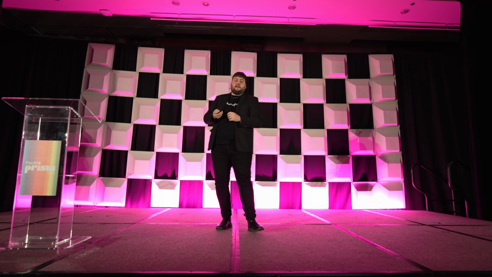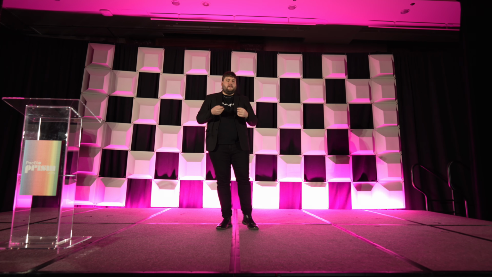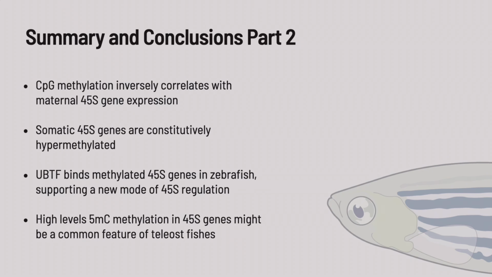So I wanted to summarize the second part by briefly mentioning that the maternal 45S does match what we see in mammalian systems, where the methylation inversely correlates with expression: high methylation not expressed, low methylation expressed. But then the somatic 45S is a completely different story because it's constitutively hypermethylated despite being actively transcribed and representing about 80% of the total RNA in the cell. Another interesting finding is that UBTF binds methylated 45S genes in zebrafish, which is opposite of what happens in mouse and in mammalian systems in general, which supports a new mode of 45S regulation.